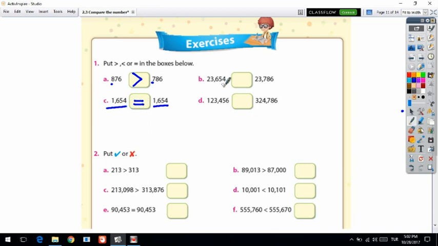Then 23,654 and 23,700. Look, there is a difference in the hundreds. 6 and 7. So 7 is bigger than 6, because of that 23,700 is bigger. The crocodile opens its mouth to the 7. Next one, it's very easy to compare the numbers. I will start from the biggest digit. First this one, 1 and 3. Which one is smaller or bigger? I need to put 1 is smaller than 3, because of that the crocodile opens its mouth to the 321,786.